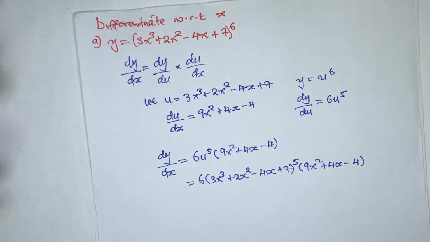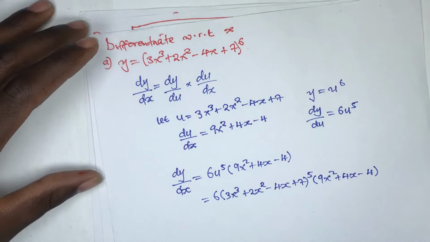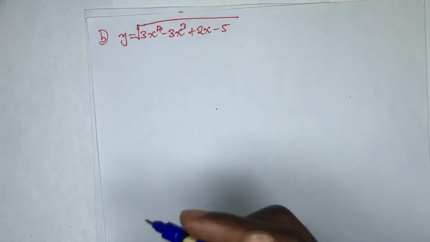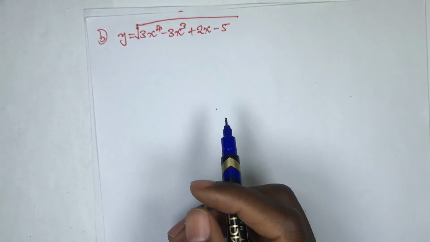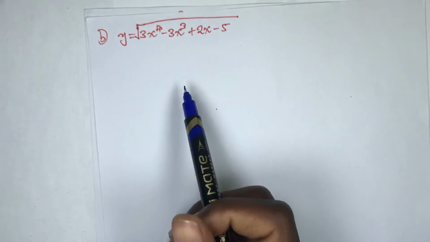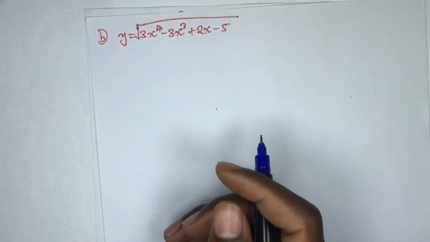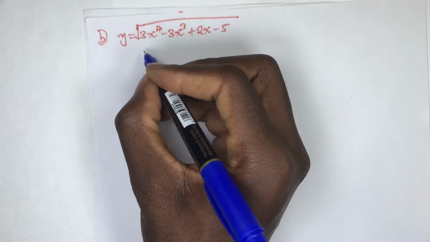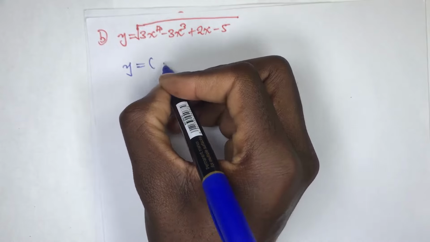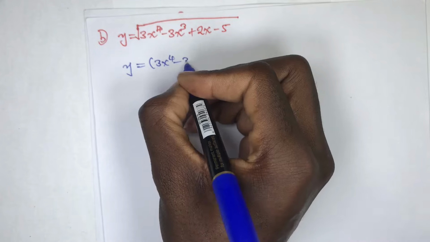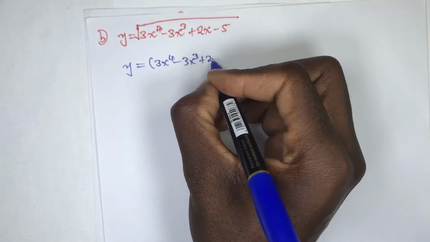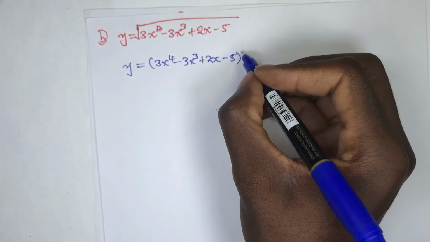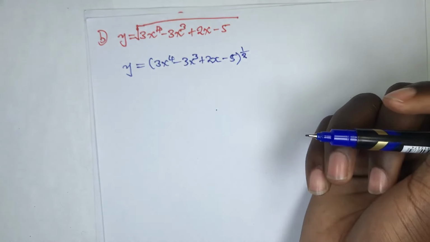Okay, so let's look at another question with a similar concept. The next question that we're looking at: y is equal to the square root of 3x to the power 4 minus 3x cubed plus 2x minus 5. The first thing we're going to do is convert this root into a power. So this function is the same as y is equal to open brackets 3x to the power 4 minus 3x cubed plus 2x minus 5, like this, to the power half, since we know the root of something is to the power half.